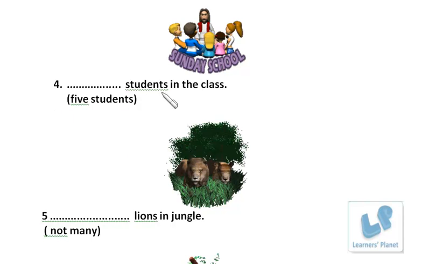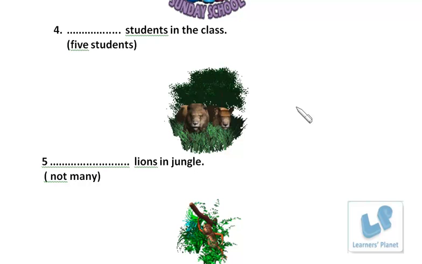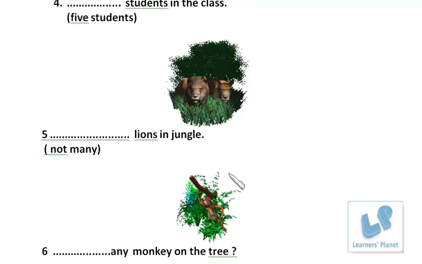There are 5 students in the class. इस क्लास में 5 स्टूडेंट्स हैं, 5 छात्र हैं. Okay, not many, a negative. So there aren't many lions in the jungle. इस जंगल में ज़्यादा शेर नहीं हैं. There aren't many lions in the jungle.